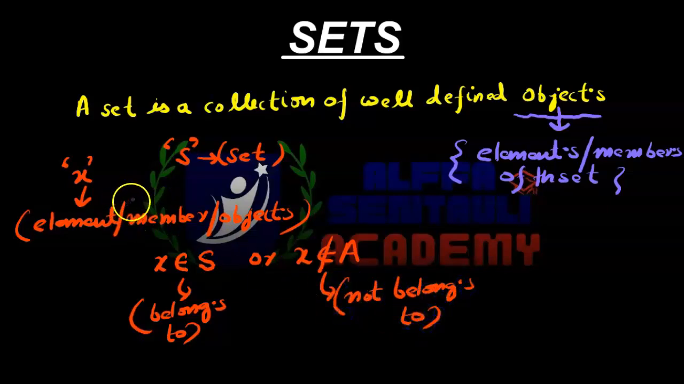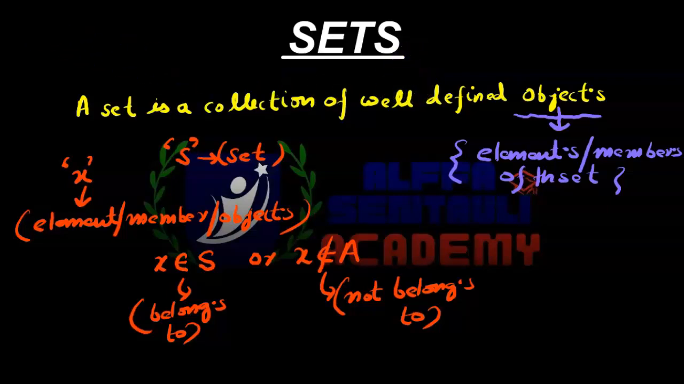Let us go through the definition again. What is a set? A set is a collection of well-defined objects, and these objects are known as elements or members of the set. We have taken an element, and there are two cases. What is the meaning of well-defined? It means whether the given element will belong to set A or will not belong to set A. This is the basic definition.